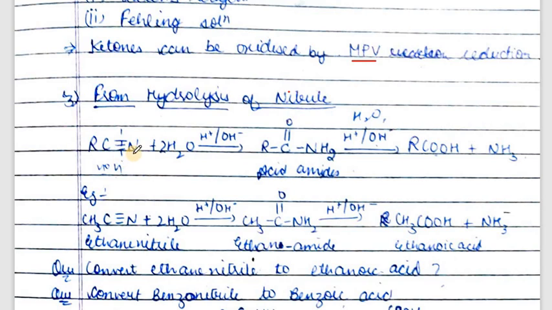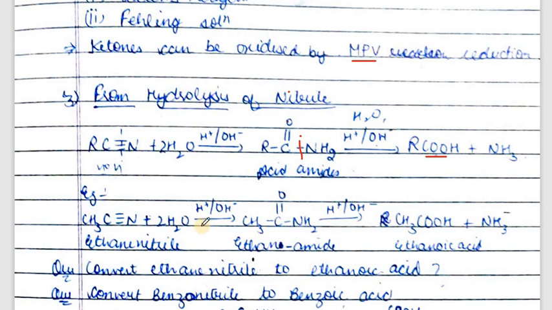Nitriles means CN, and hydrolysis of nitriles in acidic or basic medium gives acid amides, and then upon hydrolysis gives carboxylic acid and ammonia. That is, from here the bond cleavage takes place and the OH group gets attached to this and H to this, so ammonia and carboxylic acid.